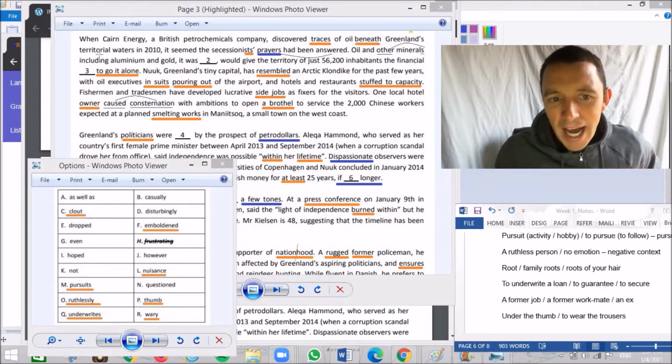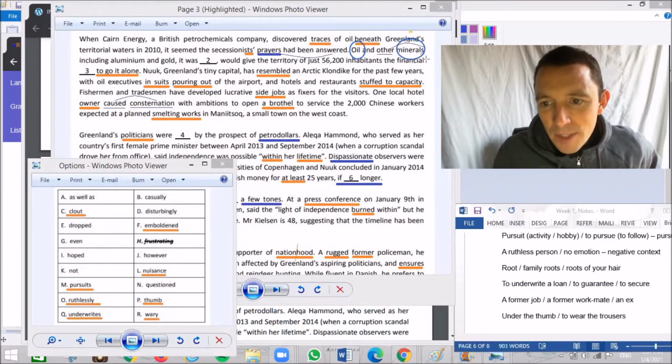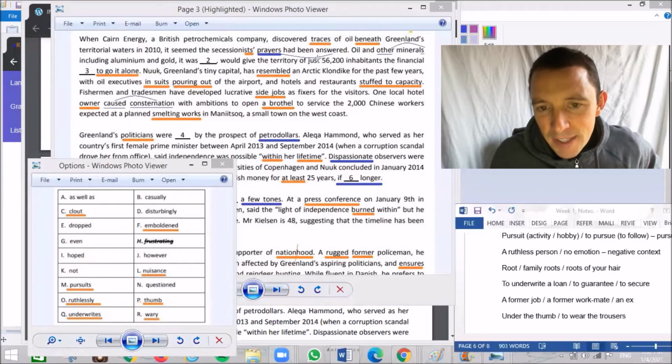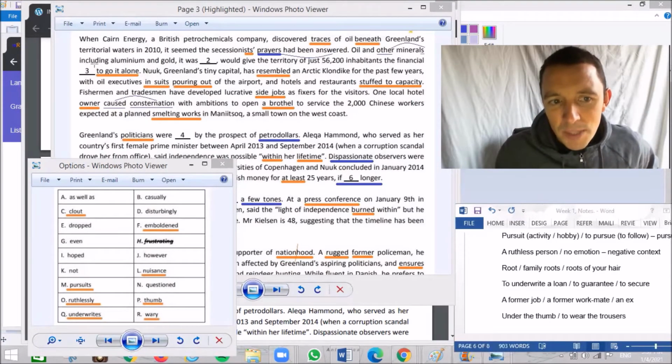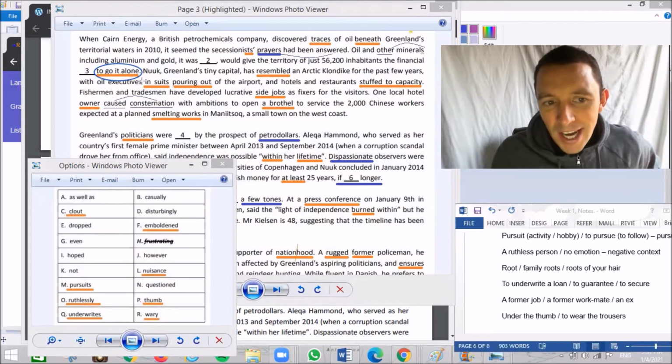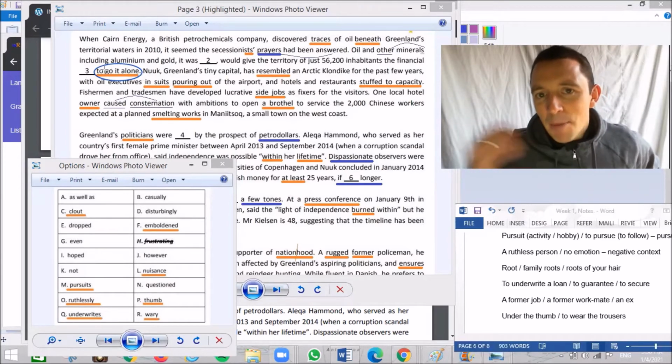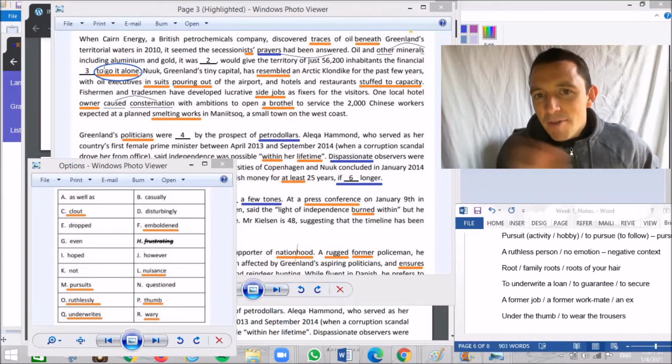Other minerals, including aluminium and gold. And it was something. So the sentence, oil is the subject, and other minerals, the subject of the sentence, including aluminium, gold. It was something, would give the territory of just 56,200 inhabitants the financial something to go it alone. That's a very good expression, and it's like ser independiente. So to be independent is to go it alone. Very good expression. So if you leave the party and you want to go it alone, you leave your friends, you're independent. You do your own action. You do your own thing. Okay.